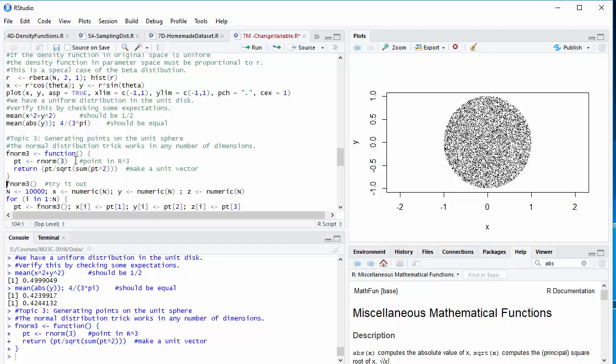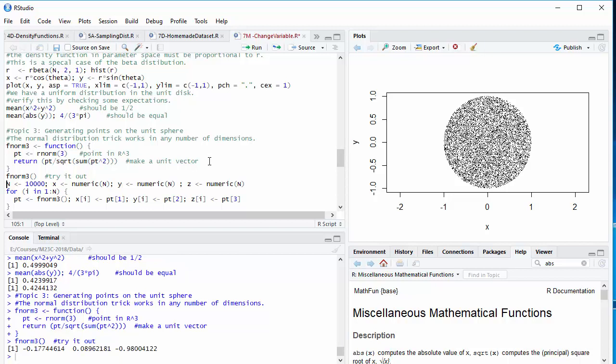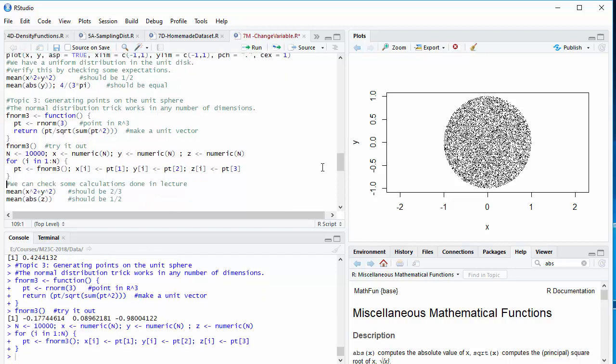All I do is generate 3 standard normal random variables, make them into a vector, divide by the length of that vector to make a unit vector. So now I have, as you can see, a 3-component vector where the sum of the squares is equal to 1. Let's do this 10,000 times. So now we've generated 10,000 points on the unit sphere.